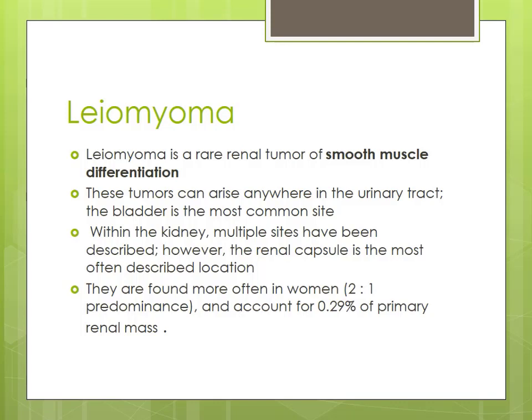Leiomyoma. Leiomyoma is a rare renal tumor of smooth muscle cell differentiation. They arise from the smooth muscle. They can arise anywhere in the urinary tract, but the bladder is the most common site. Whenever they are in the kidney, they can form in multiple sites. However, the renal capsule is the often described location. They arise from the renal capsule most commonly in case of kidney leiomyoma. They are more often found in women, with 2:1 predominance, and account for only 0.29% of the primary renal masses.